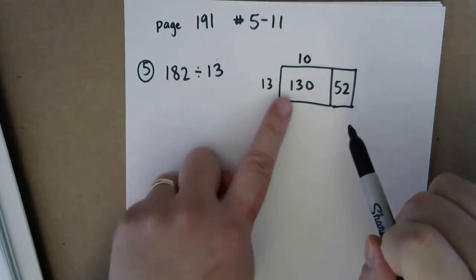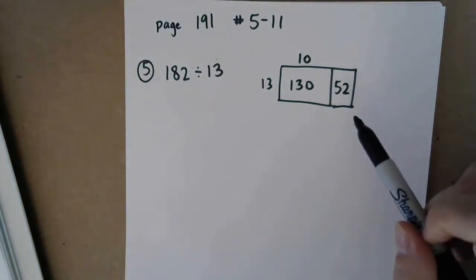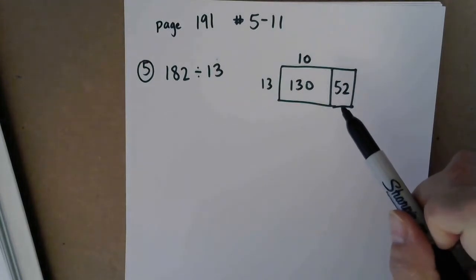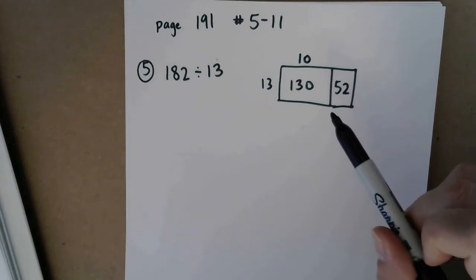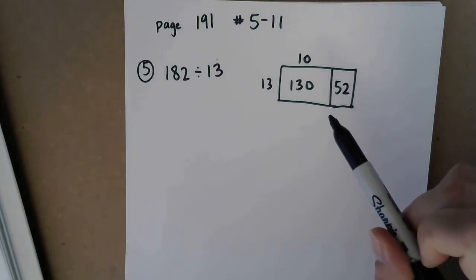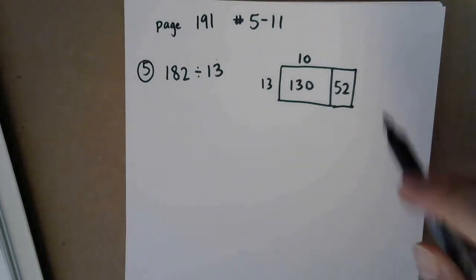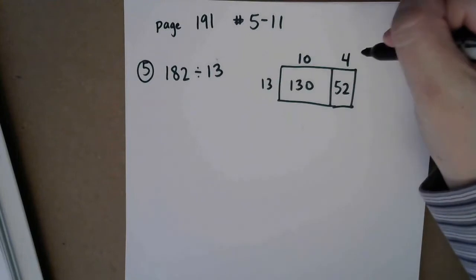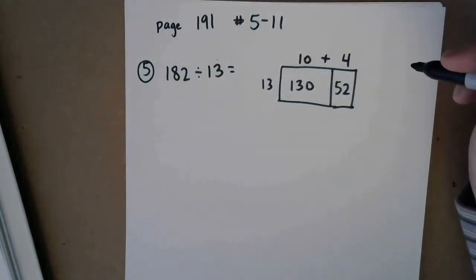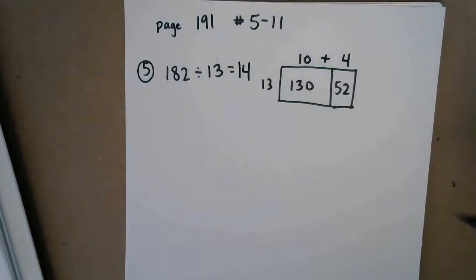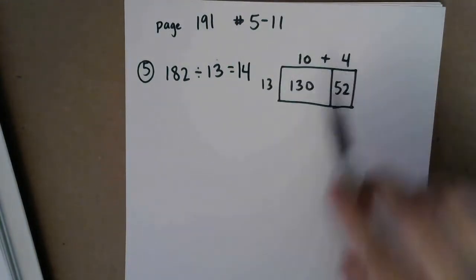Now, 13 is not a number that we use a whole lot, so some of you might think I don't know my math facts there. But if we multiply 13 times 1, it's 13. 13 times 2, 26. 13 times 3, 39. 13 times 4, 52. Look at that. So our 4 is here. So if we just take 10 plus 4, 182 divided by 13 equals 14, because that's 10 plus 4.